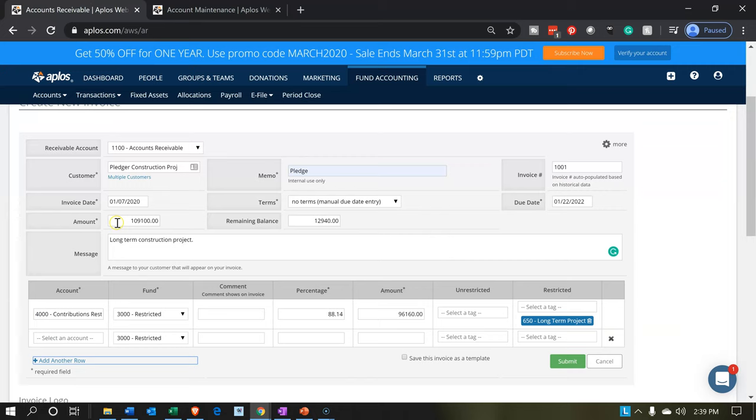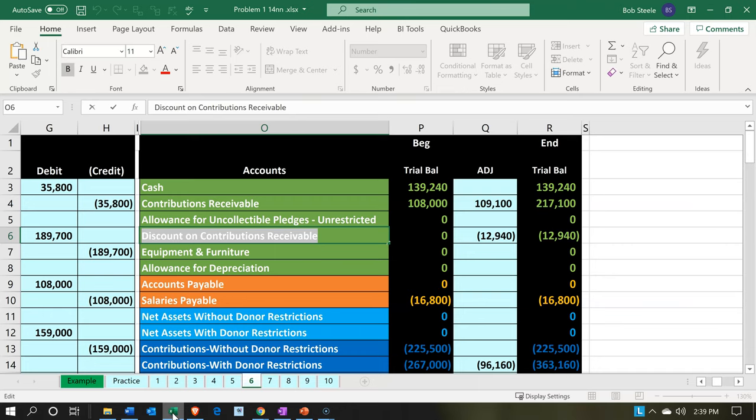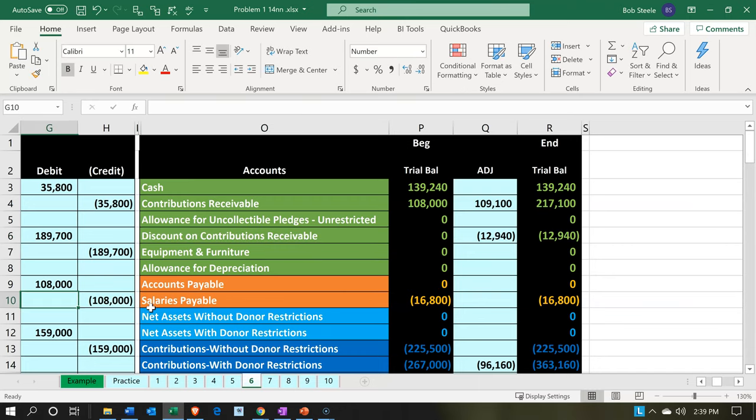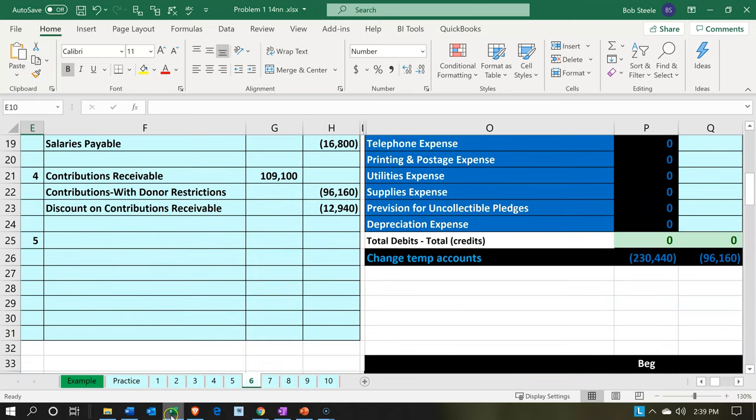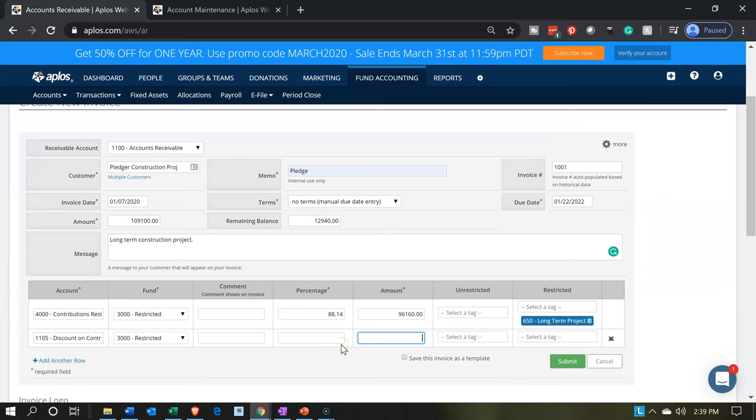Let's go back on over. 1105 is the account. We're looking for 1105. There it is. We've just created it. And then that's going to be restricted. We'll keep it there. And then again, I'm not going to go to the percent, but to the other one. And the amount now is going to be 12,940. There we have that, 11.86% populating for us.